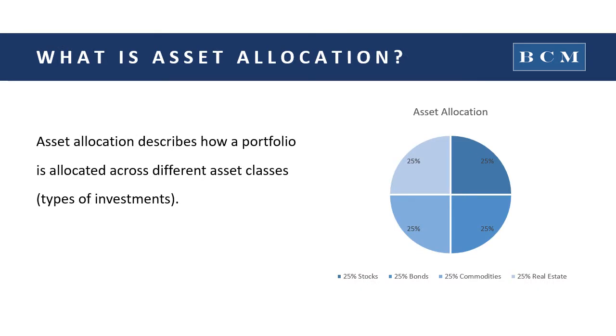So what is asset allocation? Asset allocation is a very simple investment and portfolio management concept that is exactly what it sounds like. It describes how a portfolio is sliced into different types of investments or asset classes. For example, the pie chart on the right is equally sliced into 4 asset classes with 25% allocated each to stocks, bonds, commodities, and real estate.